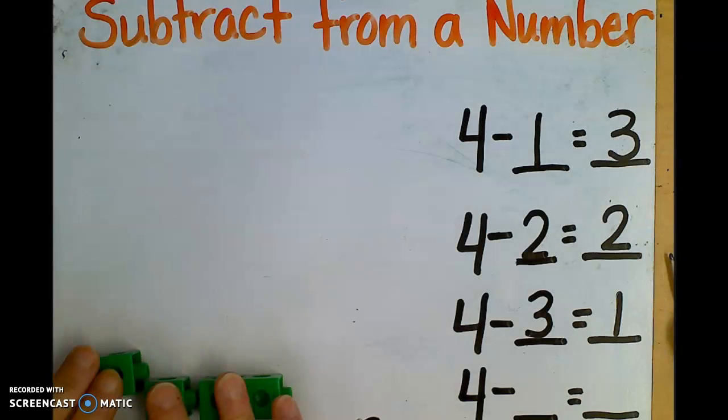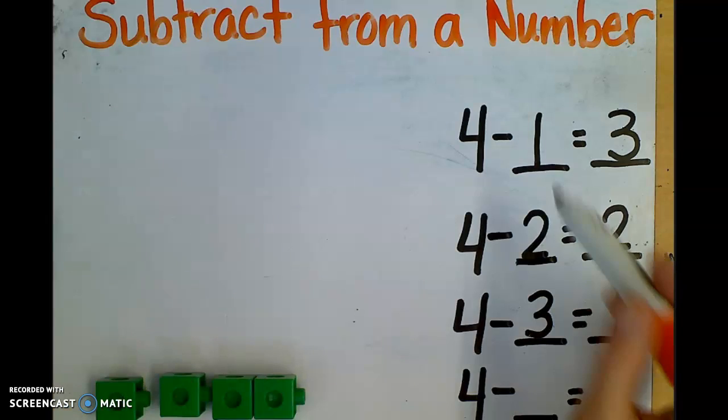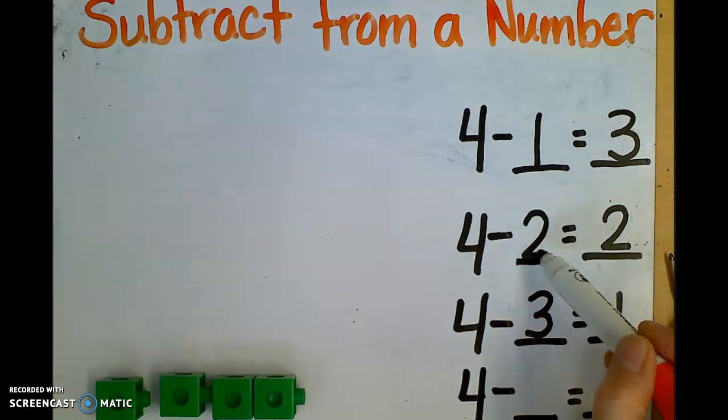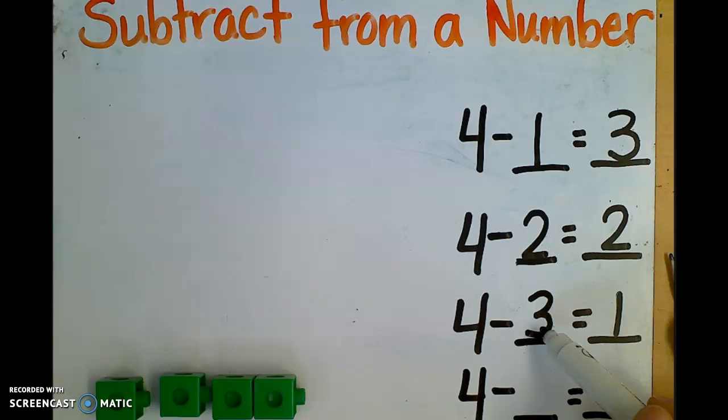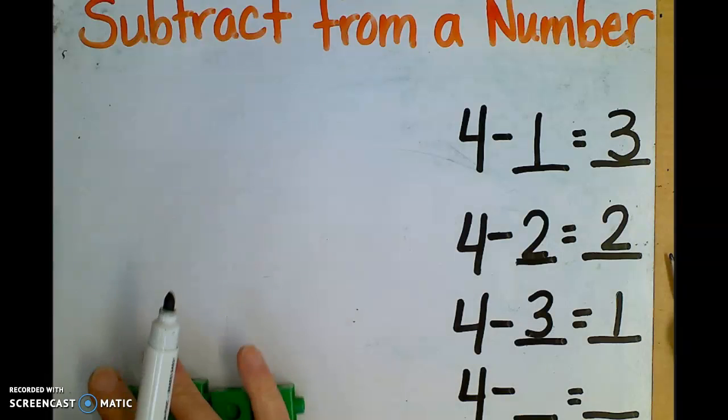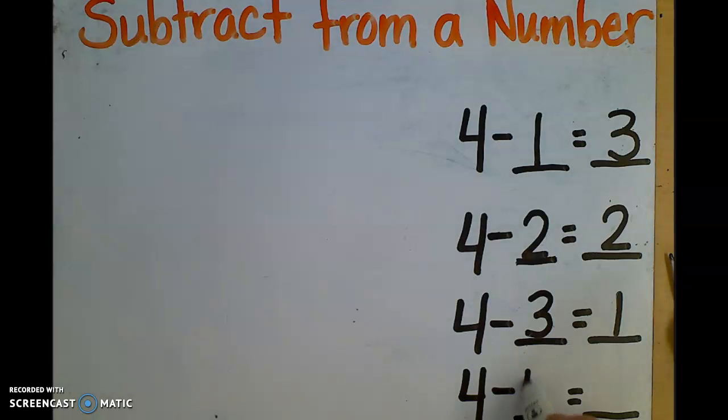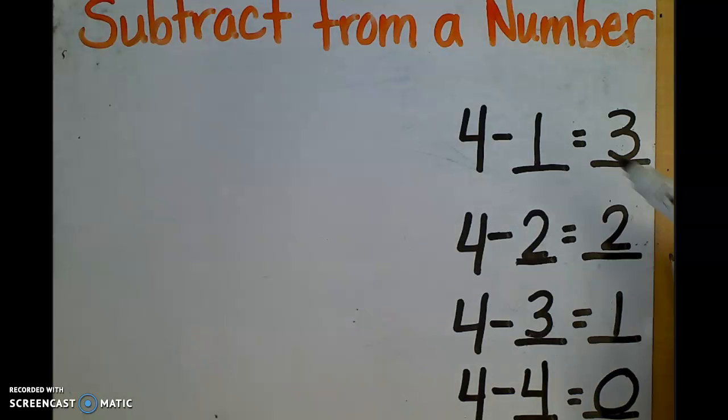So my last one, I've taken away 1. I've taken away 2. I've taken away 3. This time I have to take away all 4. If I take away all 4, how many are left? 0. I completed my pattern. 1, 2, 3, 4. 3, 2, 1, 0.